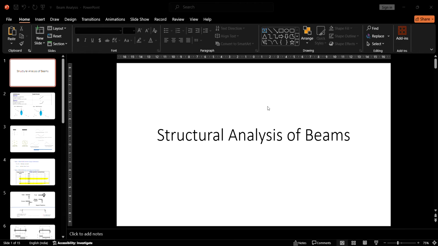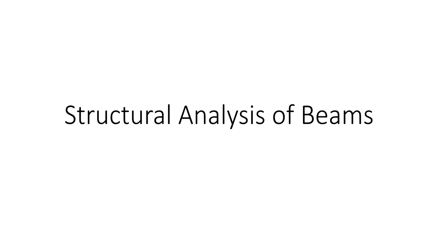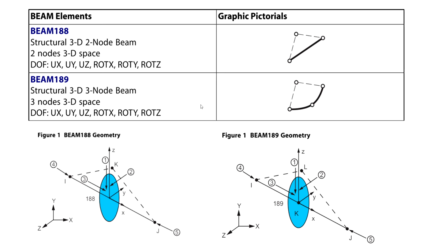So here you can see the structural analysis of beams using ANSYS Mechanical APDL. In ANSYS, they have defined two types of beams, Beam 188 and Beam 189. Beam 188 is the two-node beam, that is, you can see at the bottom, it has nodes only at I and J. Beam 189 has three nodes, that is, there is a mid node, so it has I, J and K. So the first one is the linear element and 189 is the quadratic element.